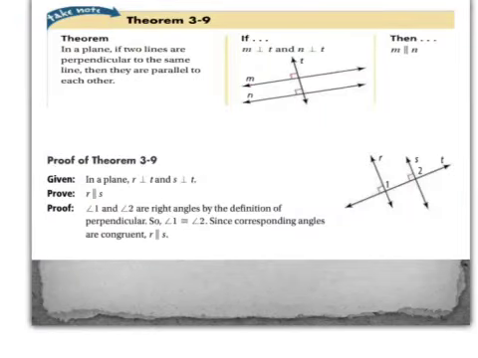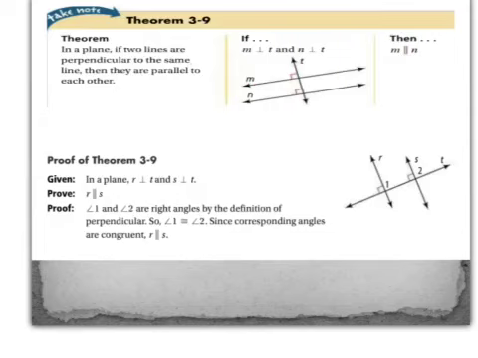Theorem 3.9 states that in a plane, if two lines are perpendicular to the same line, then they're parallel to each other. So in other words, M is perpendicular to T, and N is perpendicular to T. These you could think of as corresponding angles. If corresponding angles are congruent, then the lines are parallel. So M is parallel to N.